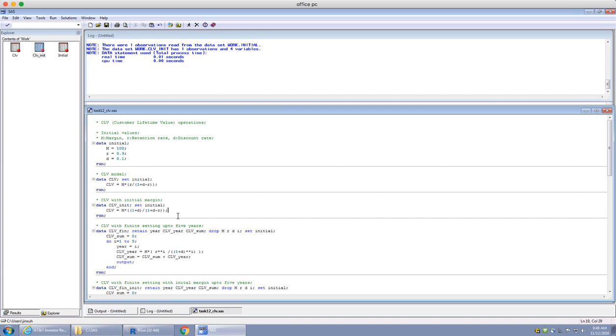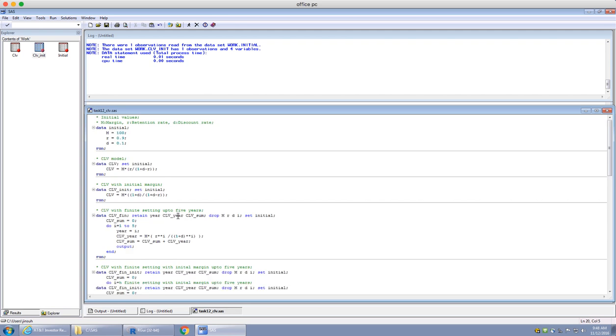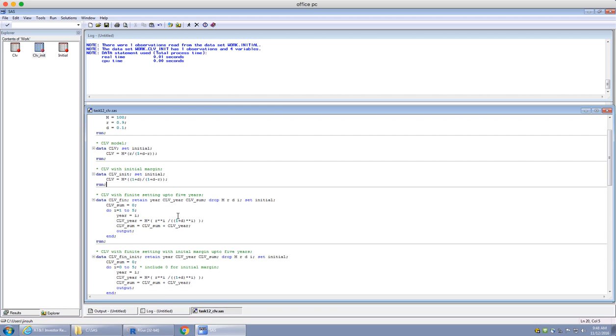Okay, now let's make this a little more interesting, because we don't always want an infinite CLV. Sometimes you want to set a finite horizon in terms of how many years you want to see. So in this case, I'm going to look over a finite setting rather than the initial infinite case. I'm just going to look up to 5 years and see what happens.